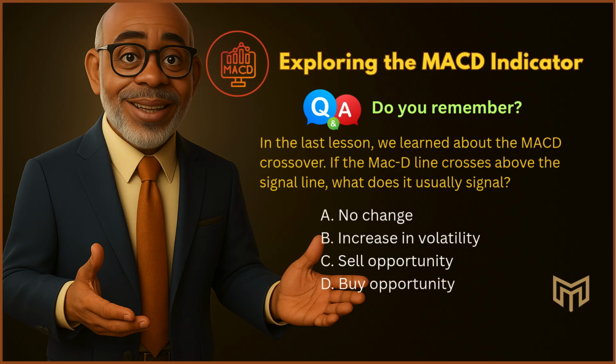Knowledge check. In the last lesson, we learned about the MACD crossovers. If the MACD line crosses above the signal line, what does that usually signal? Is it A, no change, B, increased volatility, C, a sell opportunity, or D, a buy opportunity? You have 10 seconds to record your answer.